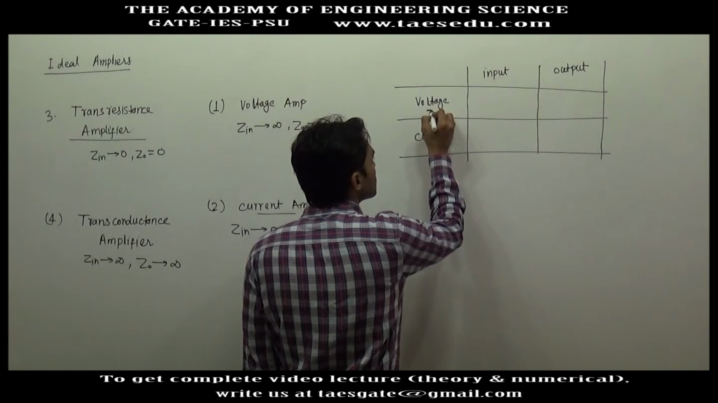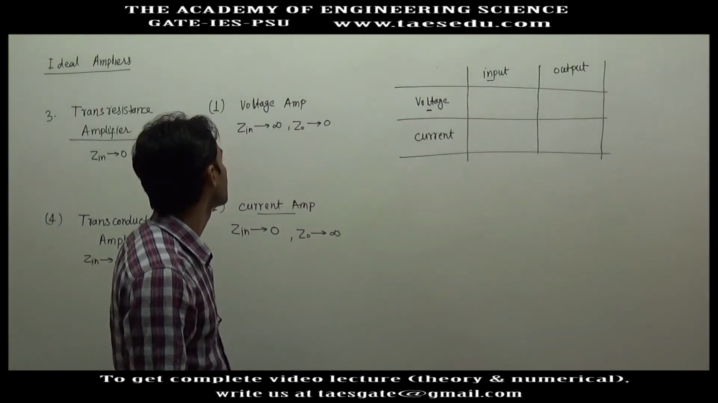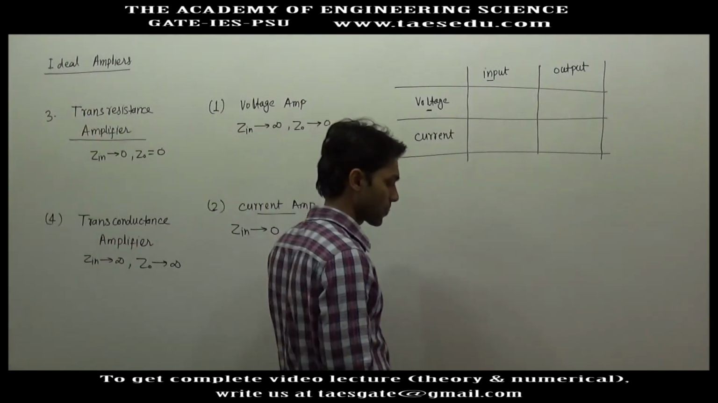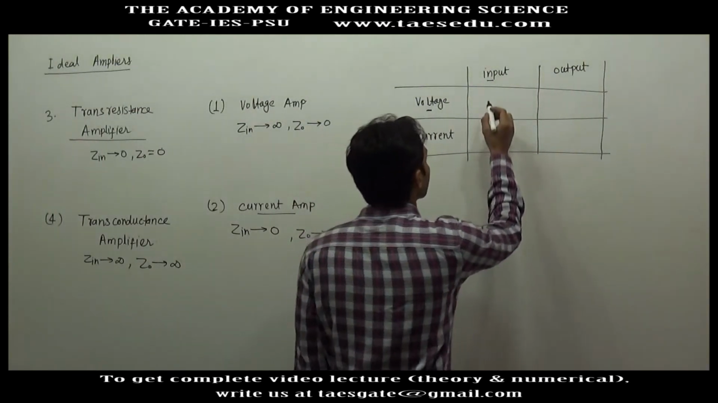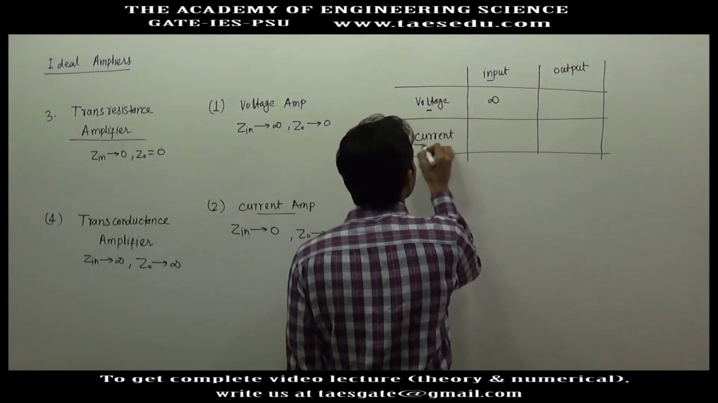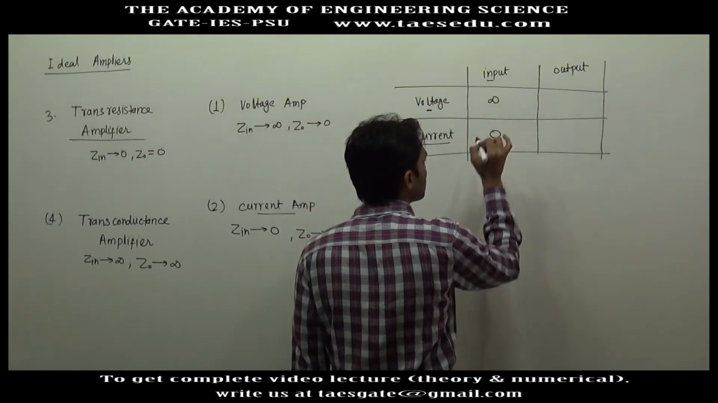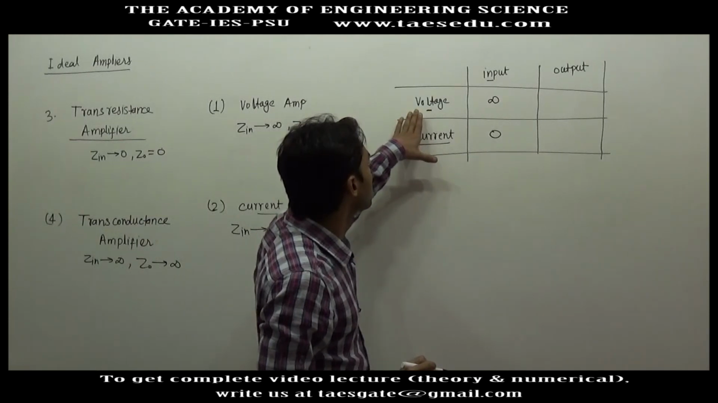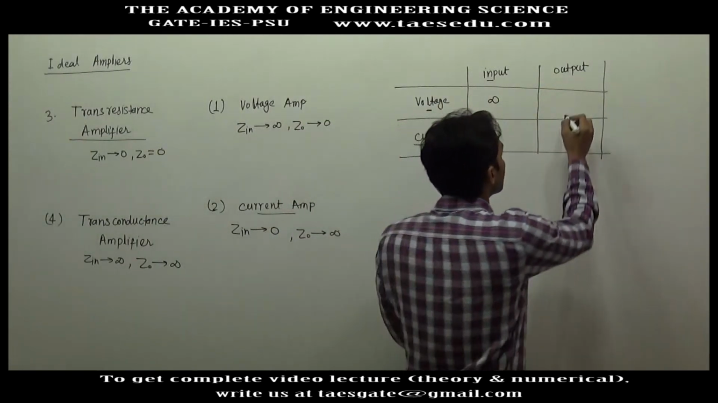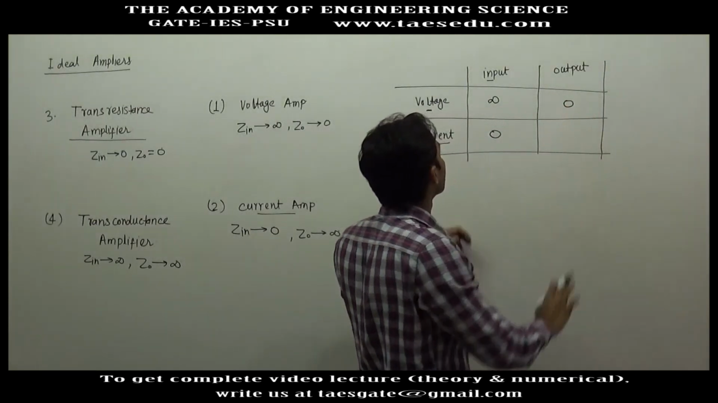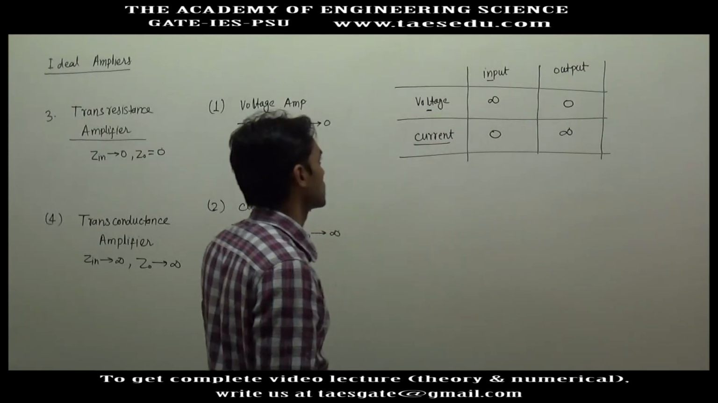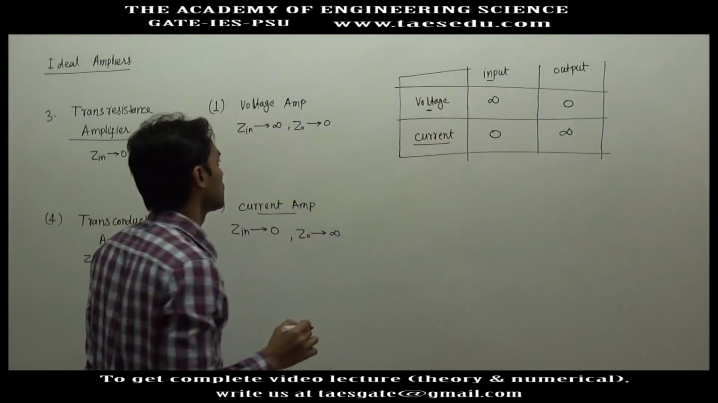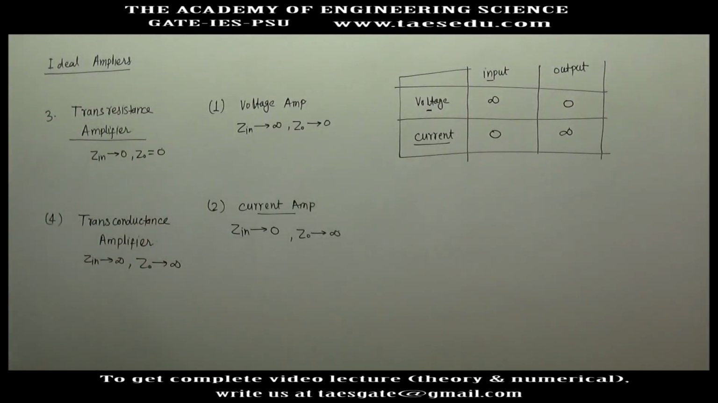If voltage is an input, what should be the input impedance? If voltage is an input, the input impedance should be infinity. And if current is an input, the input impedance must be 0. If voltage is an output, the output impedance must be 0, and if current is an output, the output impedance must be infinity. With the help of this table you can remember all the 4 cases, but in each case you have to remember what is input and what is output.